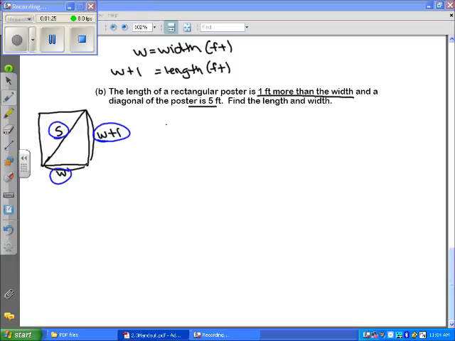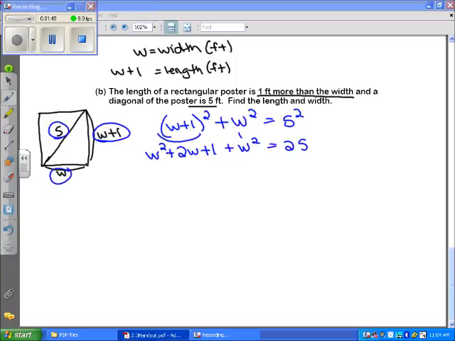So I'll put (W plus 1) squared plus W squared is equal to 5 squared. And then what I'm going to do is simplify this. Let's first multiply this out. This is one of our special products you know from your previous intermediate algebra course. And if I square this one, it's equal to 25. If I add my like terms together, I get 2W squared plus 2W plus 1 is equal to 25. I'm going to subtract 25 from both sides.